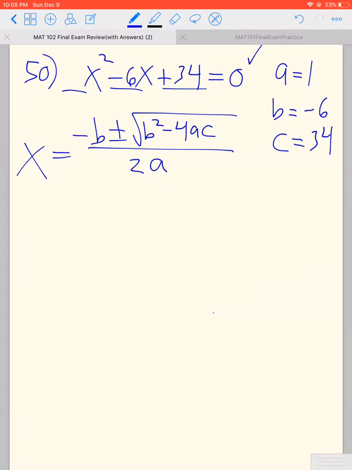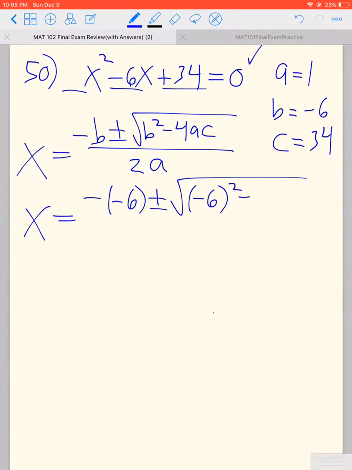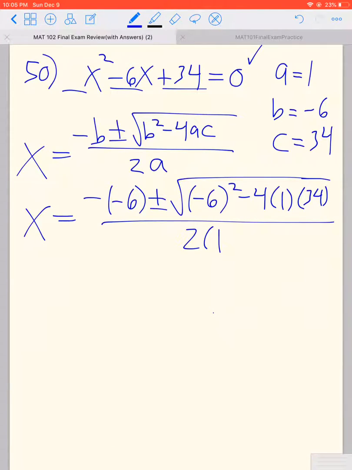It's x equals negative b plus or minus the square root of b squared minus 4ac, all divided by 2a. So it's going to be the negative of negative 6 plus or minus the square root of negative 6 squared minus 4 times a times c, all divided by 2 times 1.